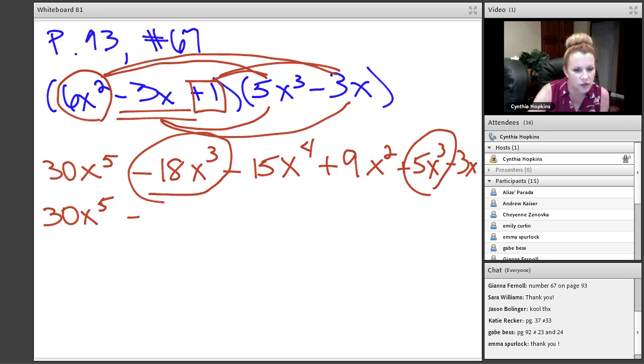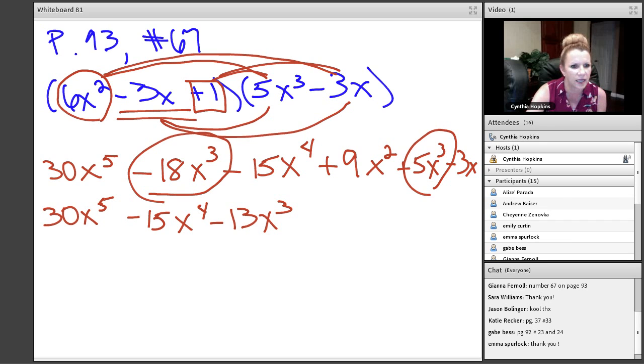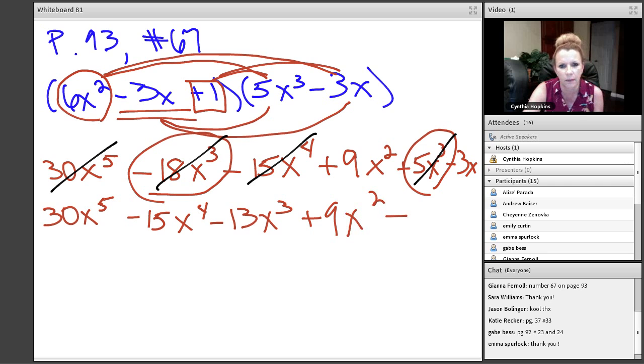Okay, so 30x to the fifth. Next, I want my minus 15x to the fourth. So those two that I circled are like terms. That's a plus 5x cubed, right? Yes, it is. And so I have minus 13x cubed. By the way, I kind of like to cross them out as I write them. So I got my x to the fifth. I got my x to the fourth. I combine those two x cubes. Okay, so I just kind of know what I have worked with already and what I still need. Oh, I still need my plus 9x squared and then my minus 3x.